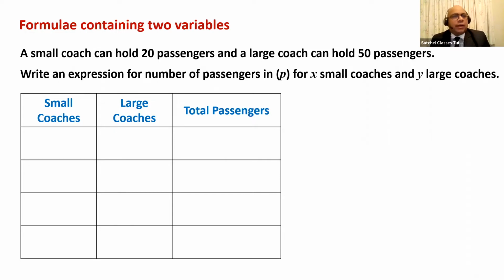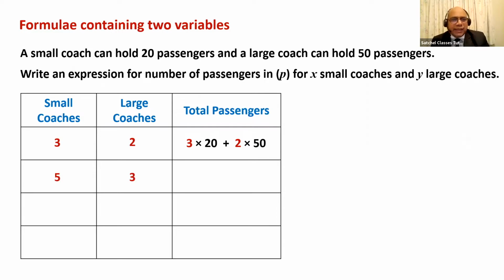So if there were three small coaches and two large coaches, you know that each small coach can hold 20 passengers. So three of them will hold 3 times 20. Each large coach can hold 50 passengers. So two large coaches will hold 2 times 50. So the total number of passengers will be 3 times 20 plus 2 times 50, right?